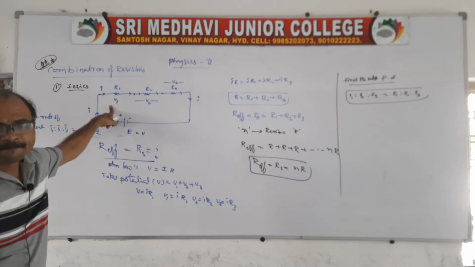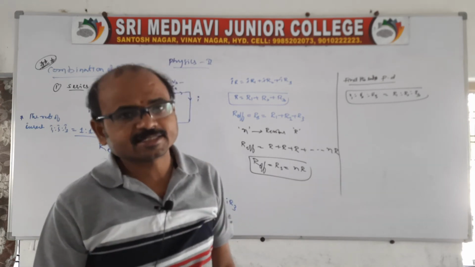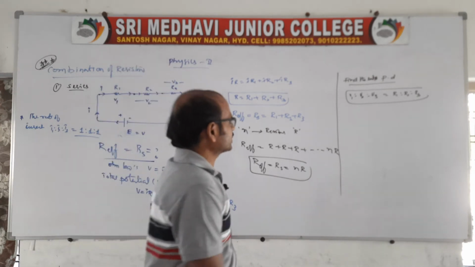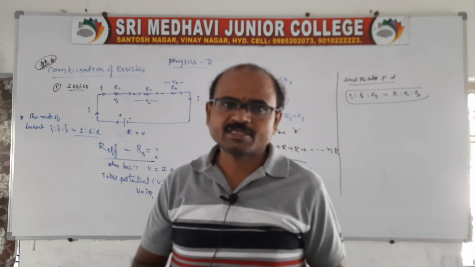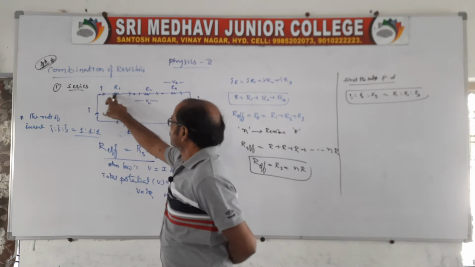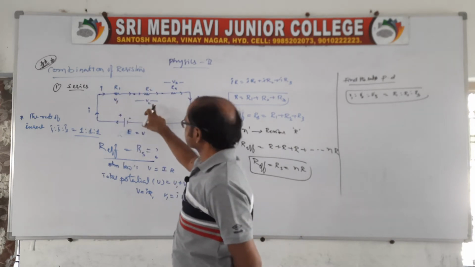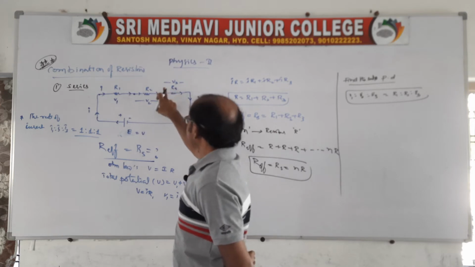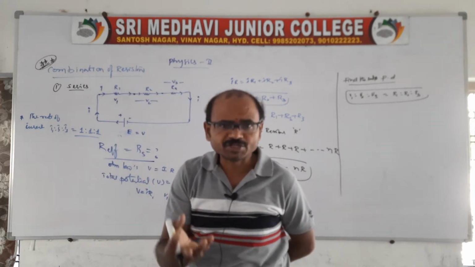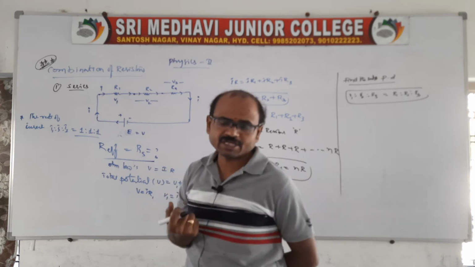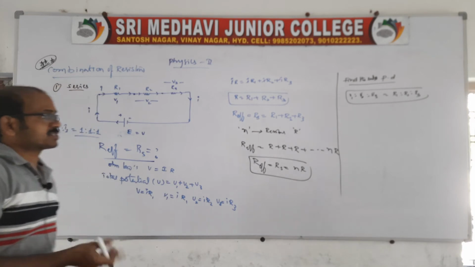Now suppose we take only 2 resistors connected in series. It is asking to find the potential differences. Suppose for this resistor the potential difference is V1, for this resistor it is V2, and for this resistor it is V3. Then what will be V1, V2 and V3? We have to get these by using the series combination.